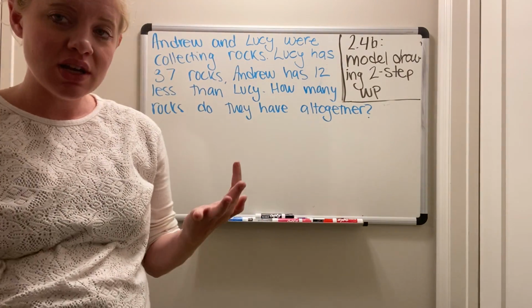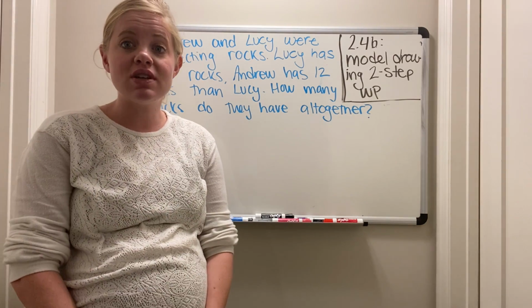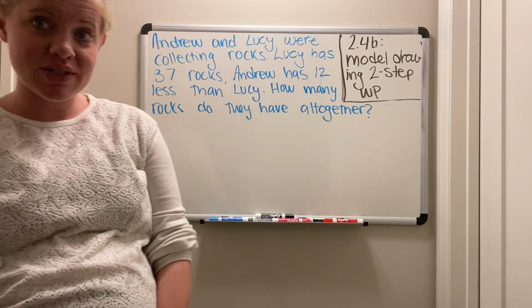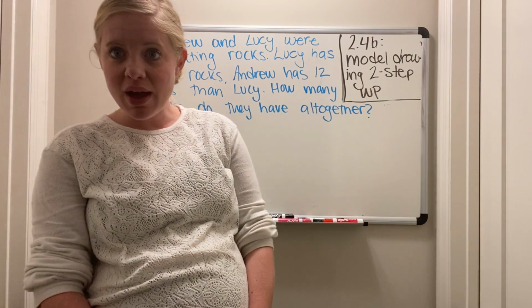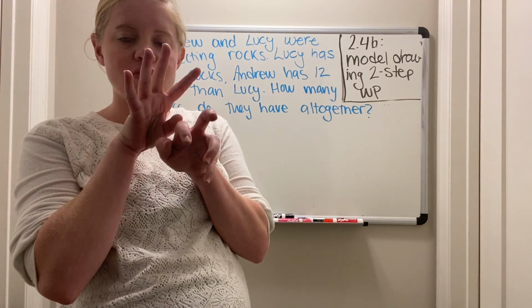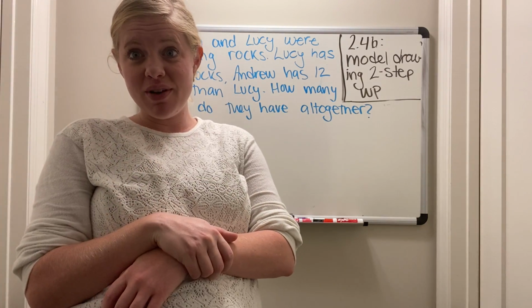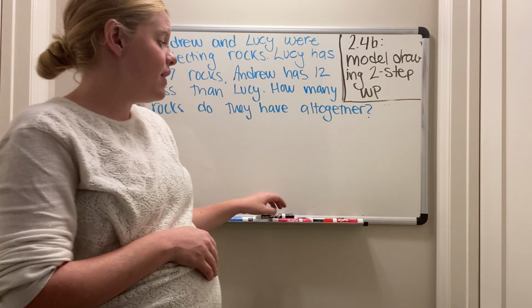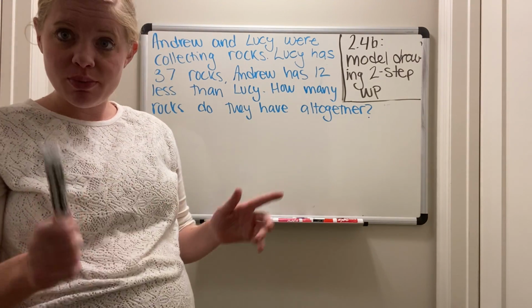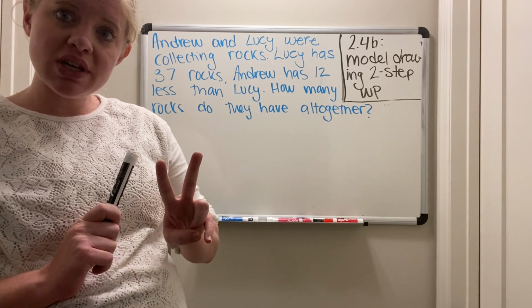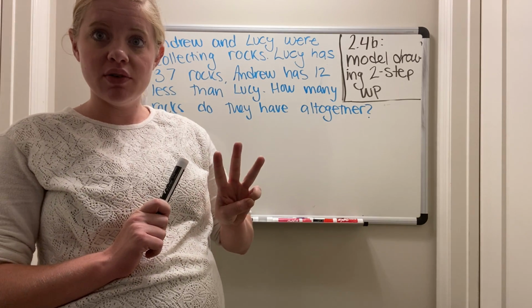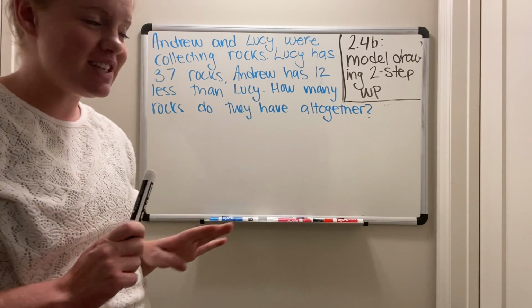Scholars, almost always, when there's two-step word problems, we're going to use a comparison model drawing. Do you remember what that means? It means that we are going to have two bars and we're going to be comparing them. But they're a little bit different. So pay close attention. We'll do two together. I'll have you do one on your own, and then we'll be all set for the day.